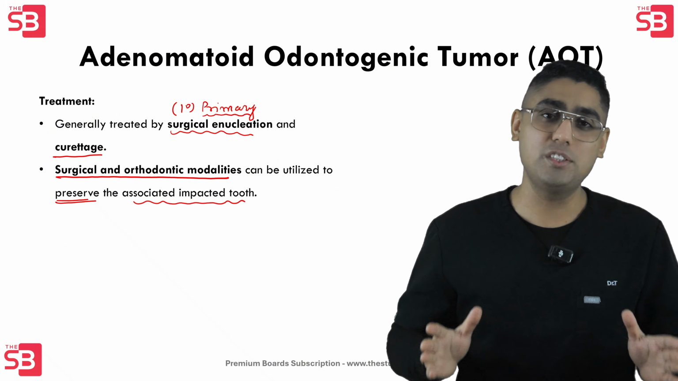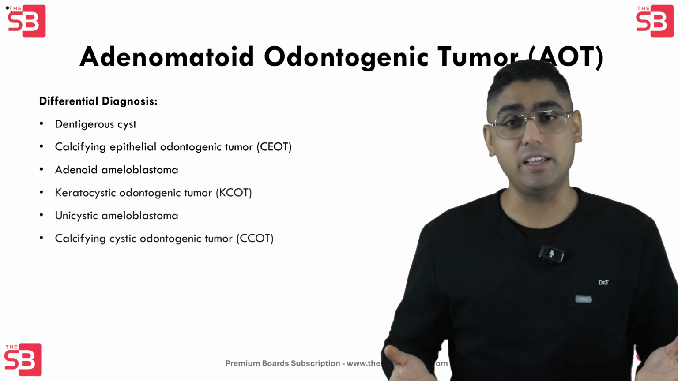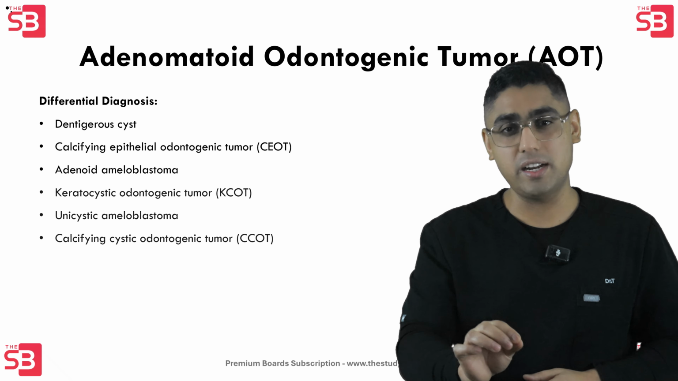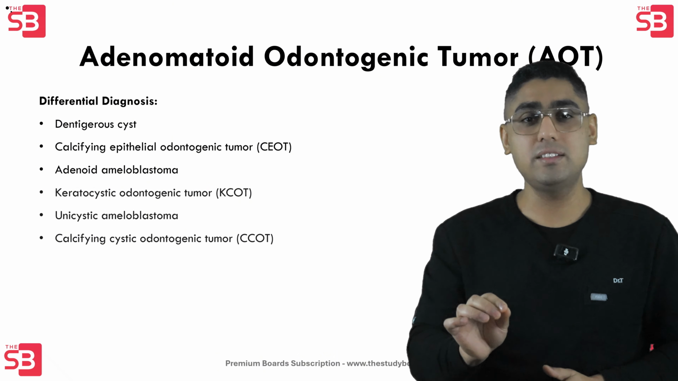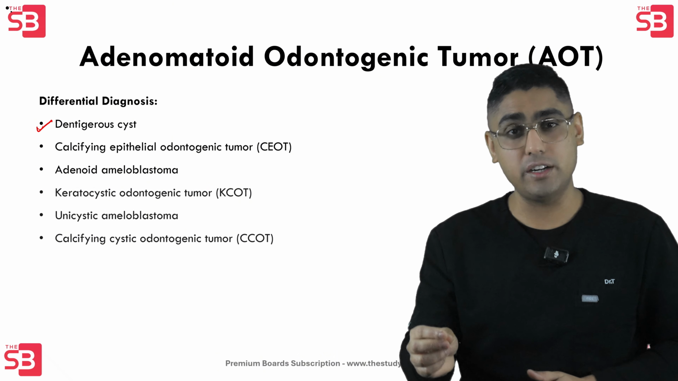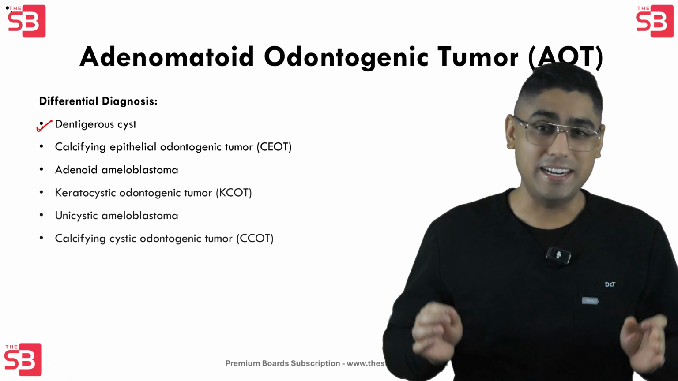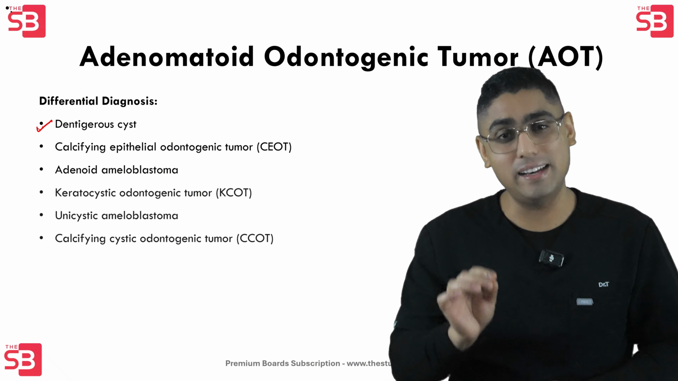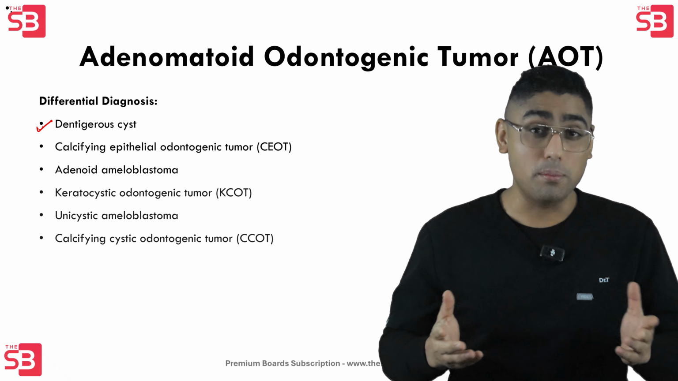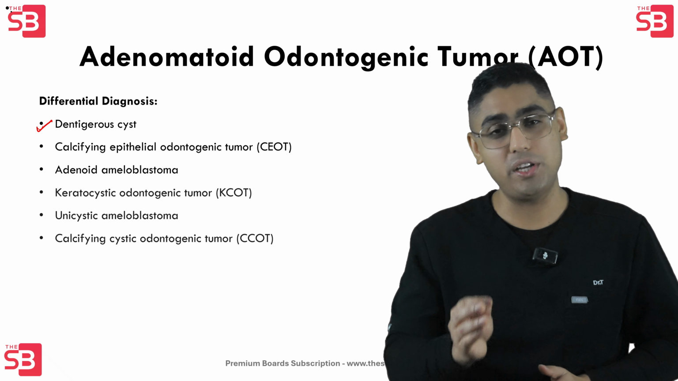Now, let's talk about differential diagnosis. Now, several lesions can mimic AOT clinically and radiographically, so it is important for you guys to understand and distinguish between them. Let's talk about dentigerous cyst first. Now, this cyst is also associated with an impacted tooth, and it can look very similar on radiographs. However, dentigerous cysts usually attach at the cemento-enamel junction and lack the gland-like epithelial structures, amyloid-like material, and calcifications that are characteristic of AOT on histology.